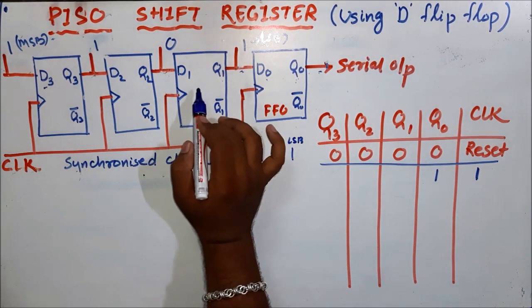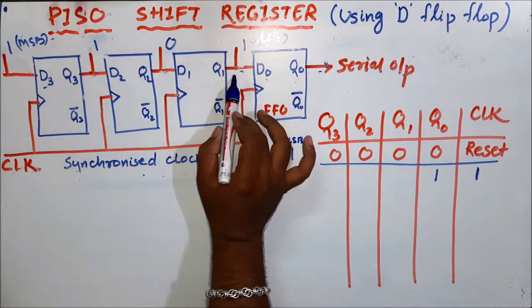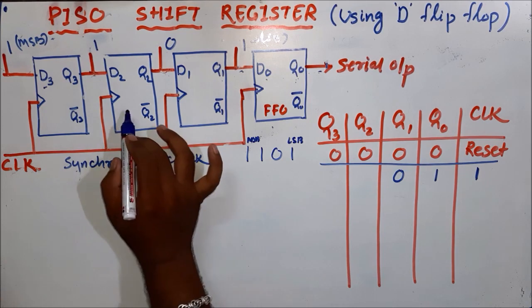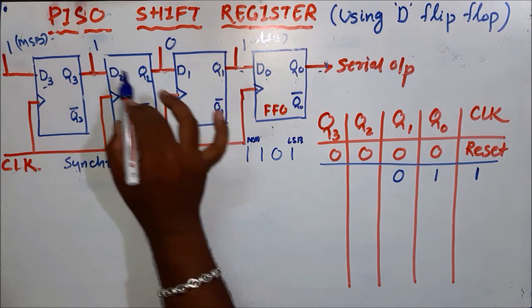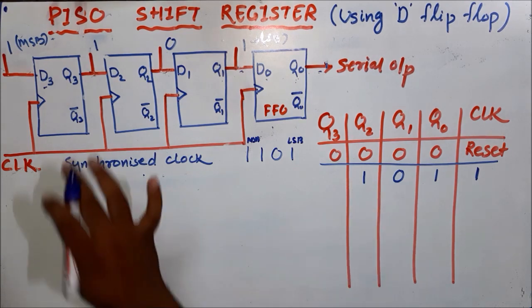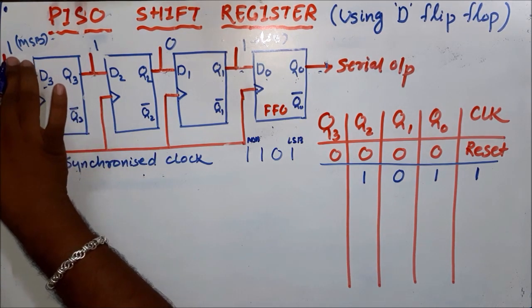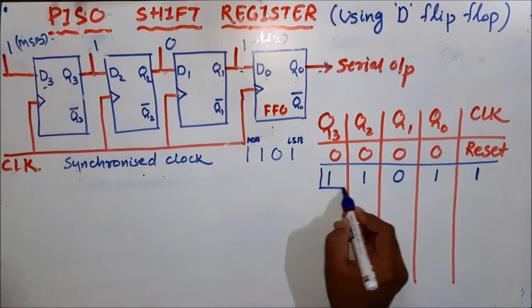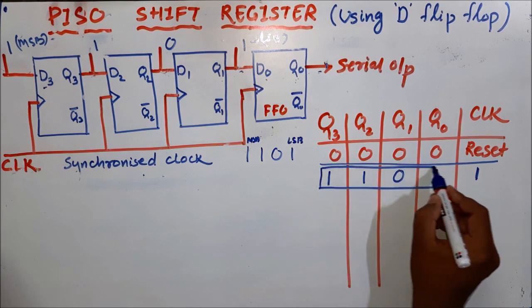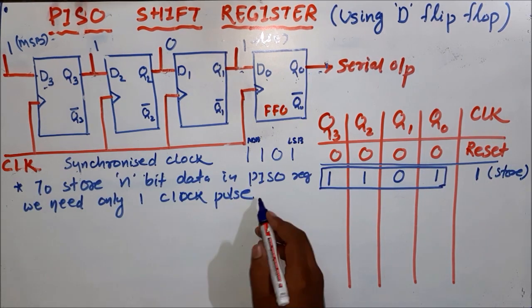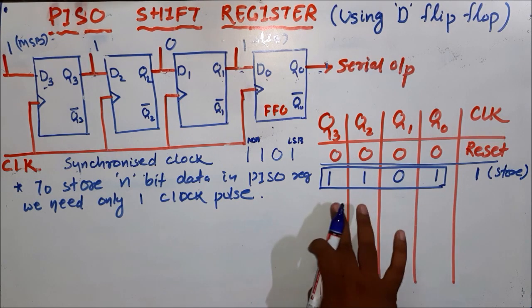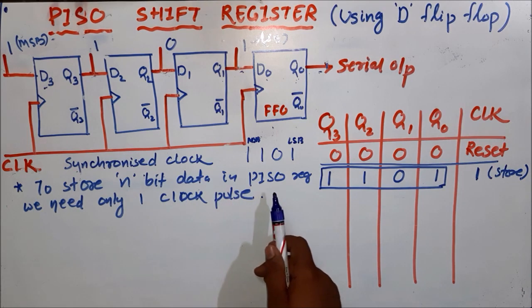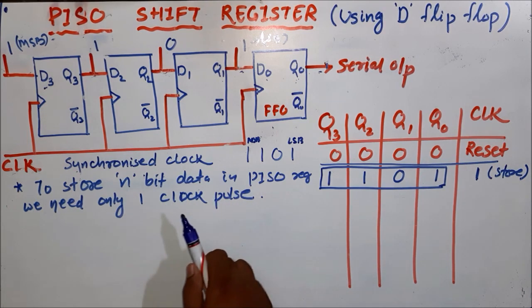Again, this flip-flop routed this data to Q1, so Q1 becomes 0. And this flip-flop rotates this one to output, so Q2 becomes 1. And this flip-flop will do the same thing, and this one is rotated to Q3, so Q3 becomes 1. So you can see 1101, which is my data, is already stored in 1 clock pulse. We can say to store n-bit data in a PISO register, we need only 1 clock pulse.